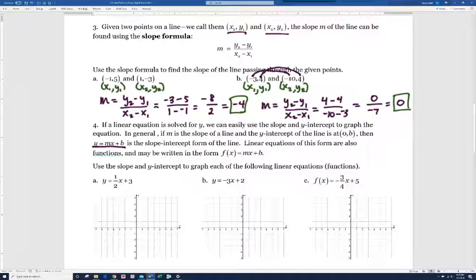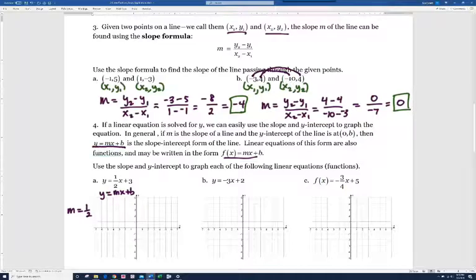When you have a line in this equation, you know the slope and you know the y-intercept. And by the way, we could also write it in function form. So this is the easiest way to graph lines most of the time, using the slope-intercept form. So let's go ahead and look at the first one here. I'm going to write the equation right below the slope-intercept form of a line, and you can see that m, or the slope, is 1/2.